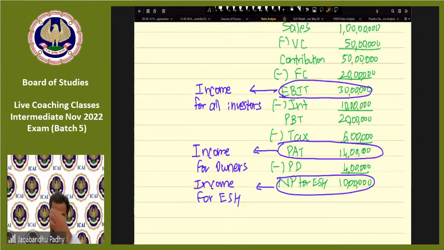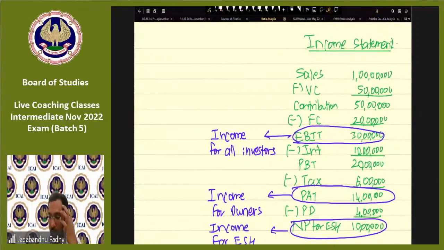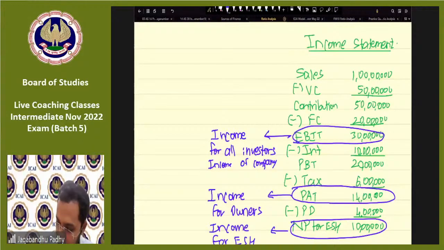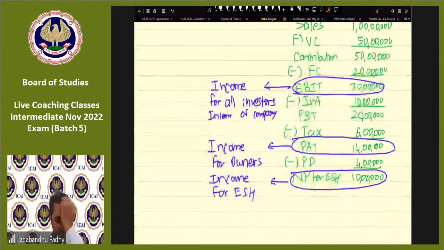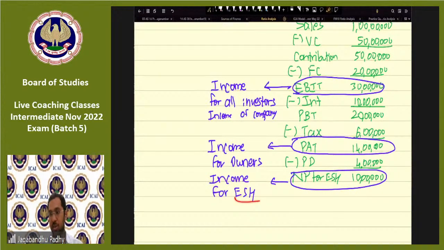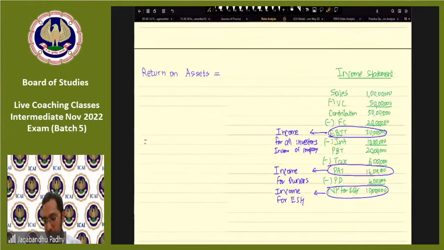Am I right, guys? So you understand this flow of income right from sales till your net profit for equity shareholders. The income, the cash flow that is generated, is distributed by the company to various investors. Whatever is earned is the earnings of the entire company, the income for all investors, or you can say income of the company. Then this is income for owners, and this one is the income for equity shareholders, right? I hope you understand these things.